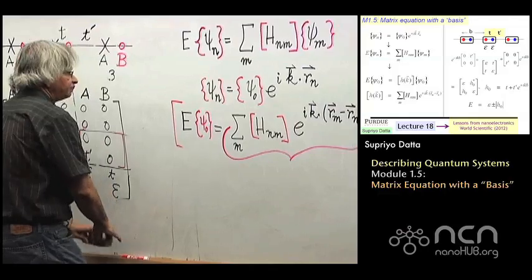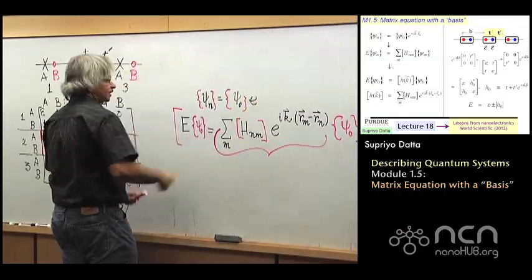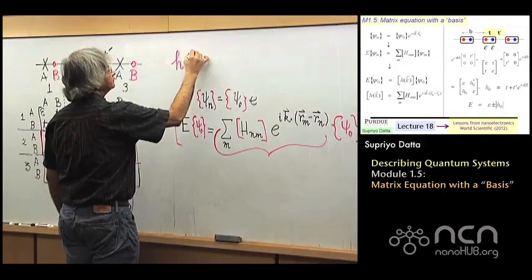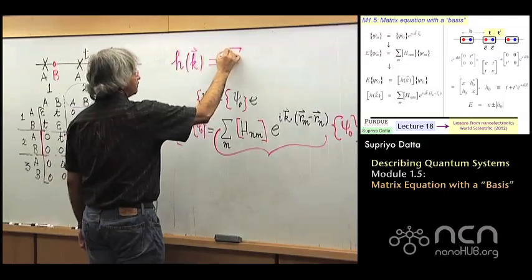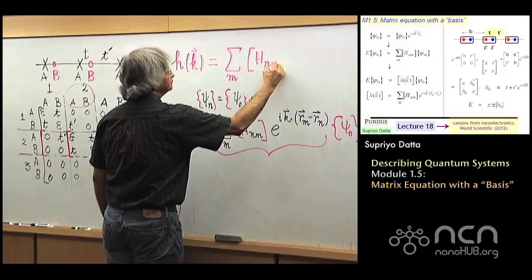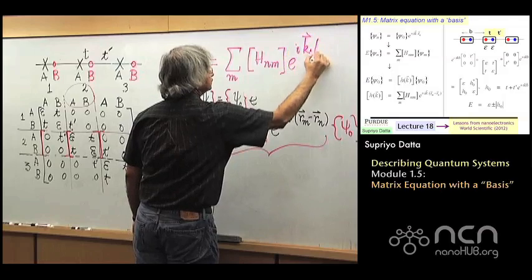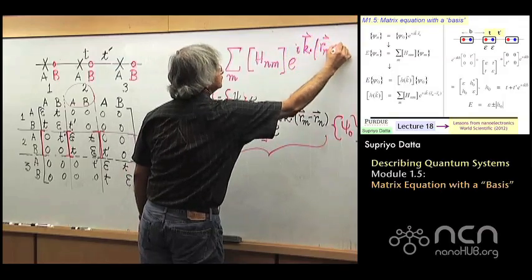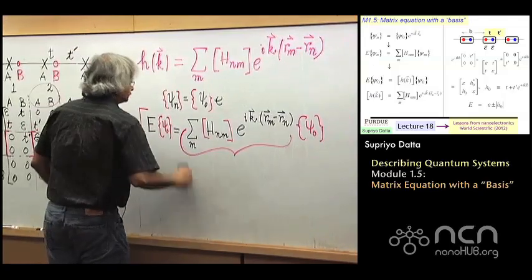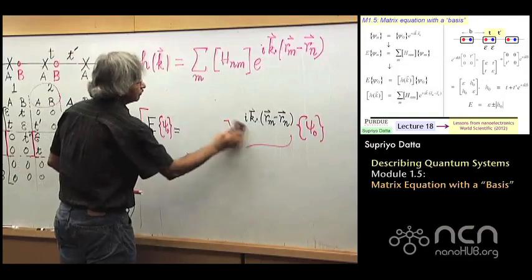Let me write it on top. So this thing here, we'll give it a name, small h of k, and that's equal to the sum over m of H_nm e to the power i k dot (R_m minus R_n). Right.